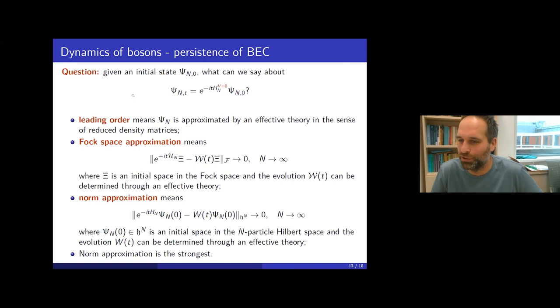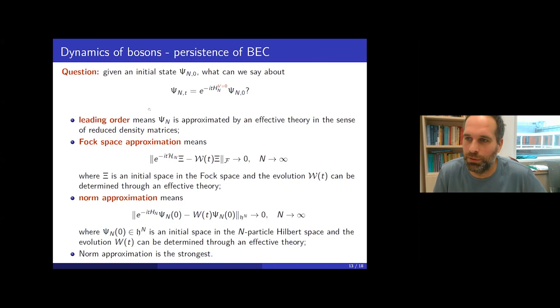I want to prove that. Actually, it has been proven, and I'll mention that on the next slide. But in which sense do we want to understand psi_N,t? There is a vocabulary of what we want to know. One thing is that we can consider the one-body reduced density matrix of psi_N,t. If there is some other one-body reduced density matrix which is close to it, then we say that we have an approximation to leading order. So in our slang, the approximation of psi_N,t is to leading order if it's approximated in the sense of reduced density matrices.